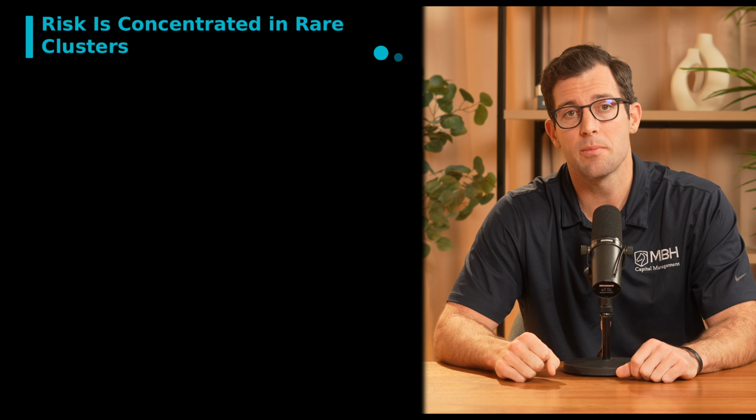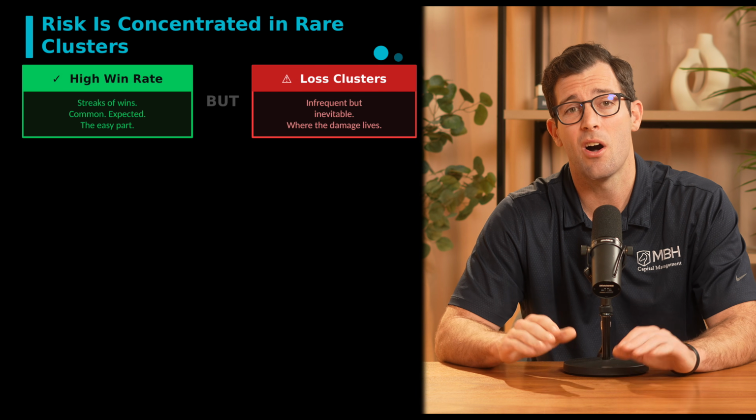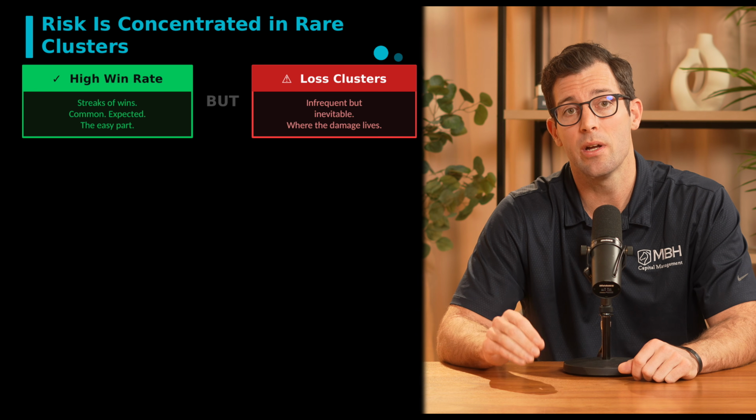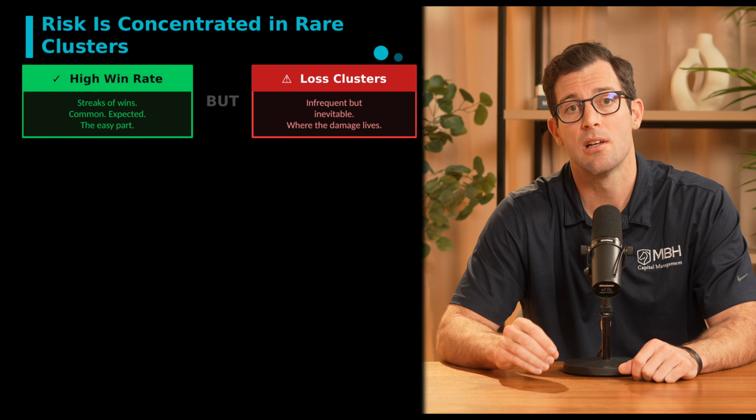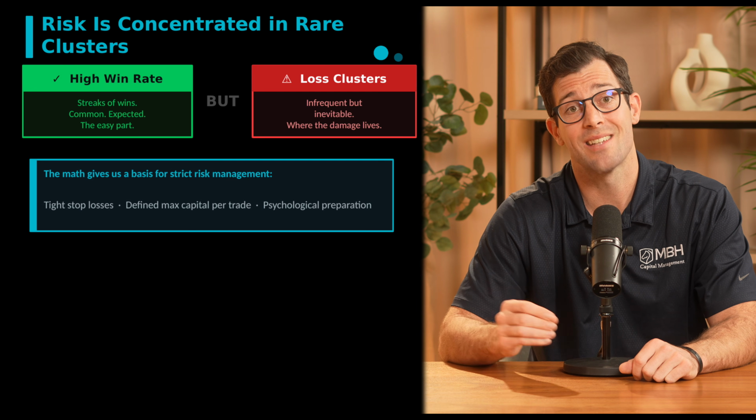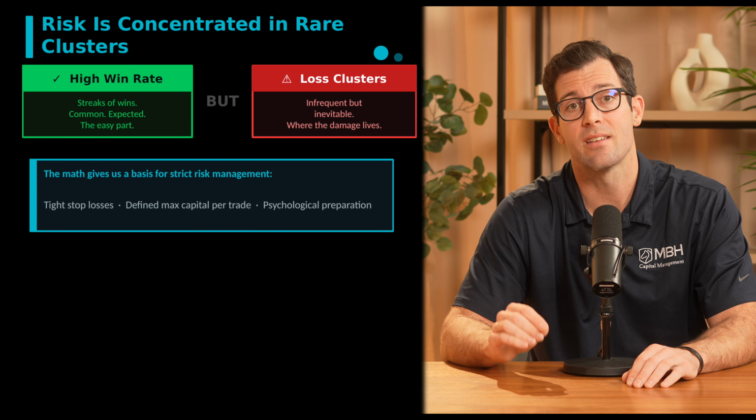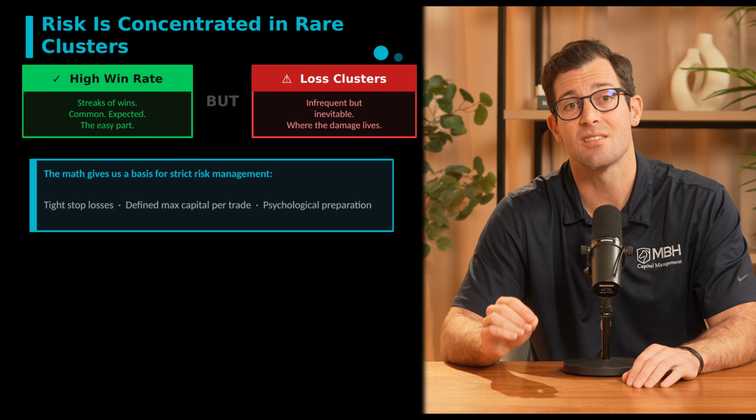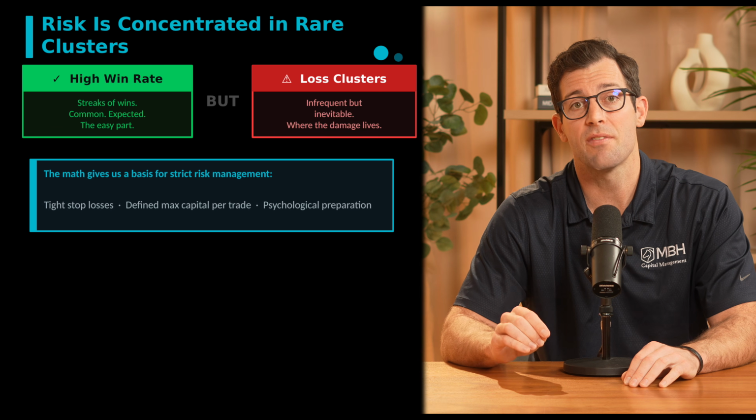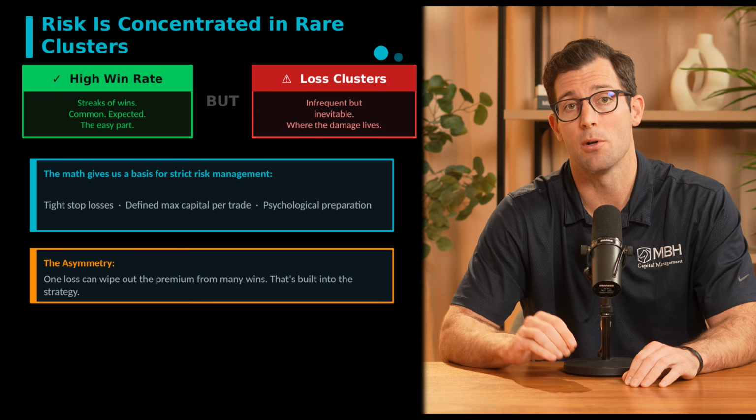From a premium seller's perspective, the high win rate means streaks of wins are common and expected. You'll win almost every day. That's the easy part. But the risk is concentrated in the infrequent but inevitable cluster of losses. Losing streaks. The model gives you a mathematical basis for strict risk management: tight stop losses, defined maximum capital exposure per trade, and most importantly, the psychological preparation for when the losses eventually cluster together. Because when a loss does occur in premium selling, it's often much larger than the premium collected from many previous wins. That's the asymmetry built into the strategy.